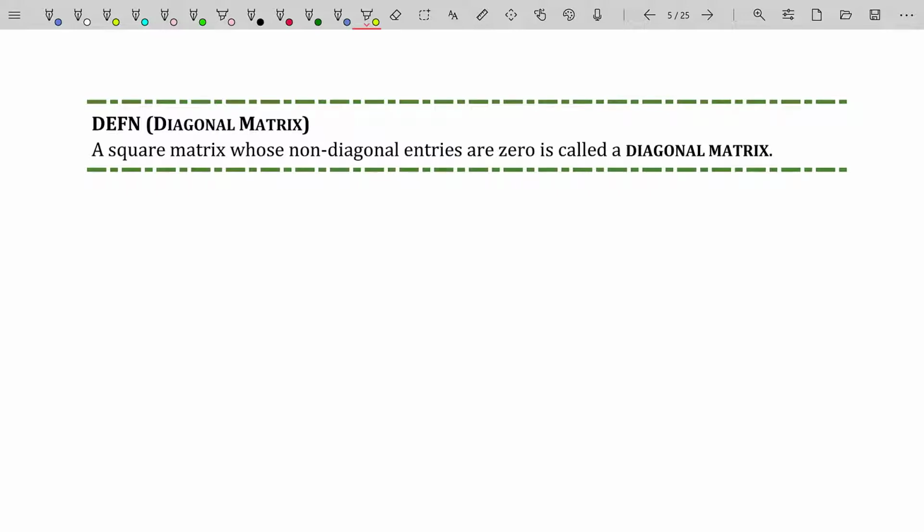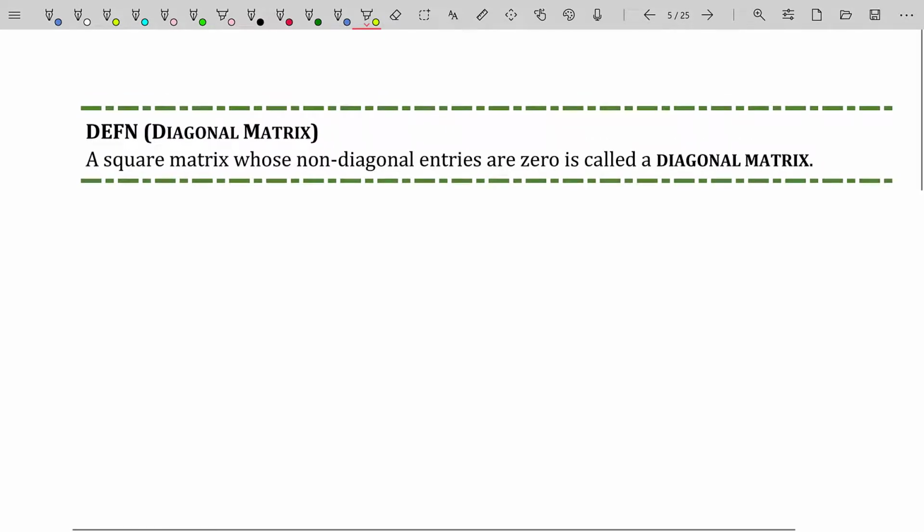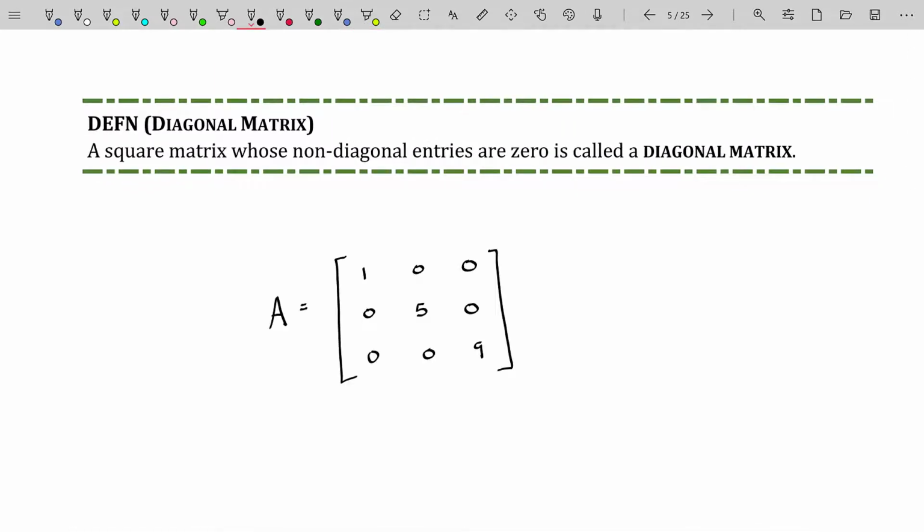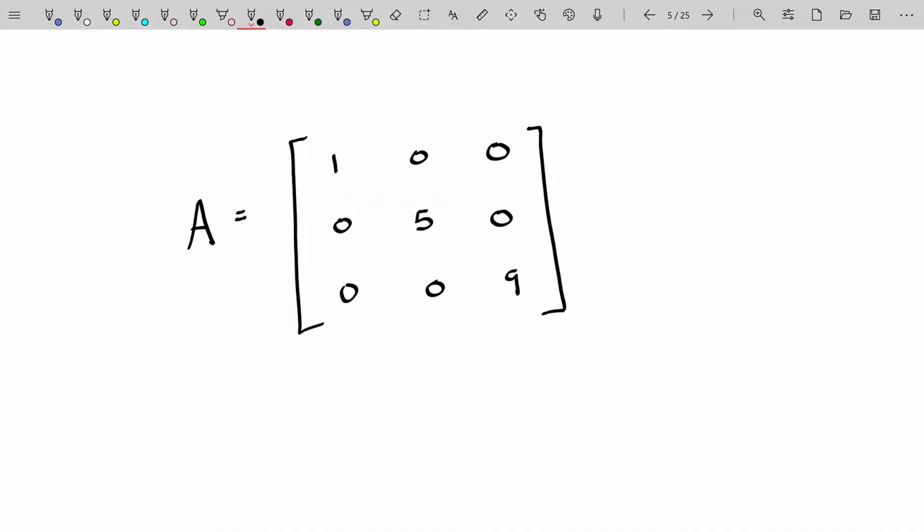Now that we have ways of referencing the entries of a matrix, and we've talked about the diagonal entries of a matrix, and we've talked about the main diagonal of a matrix, it is kind of nice to talk about very special matrices. A square matrix whose non-diagonal entries are 0 is called a diagonal matrix. For example, this 3 by 3 square matrix would be called a diagonal matrix because everything off the main diagonal is 0. That's a good way to think about it. All entries off the main diagonal are 0.